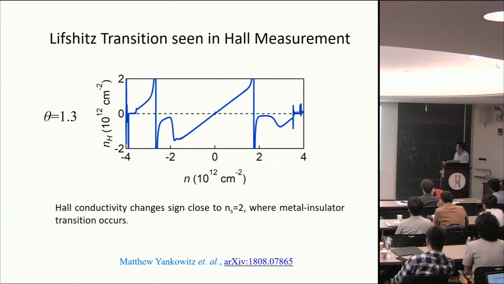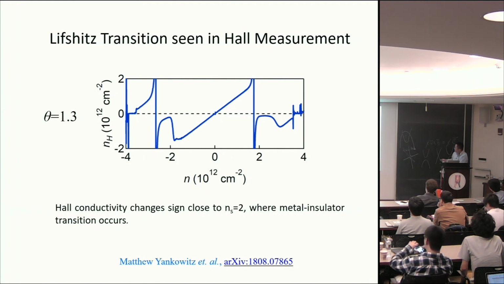One of the great things about having the moiré band is that one can tune the carrier density. One can change the filling from the bottom of the band almost to complete filling up to the top of the band. This is the measurement of twisted bilayer graphene under pressure. You see that as you start to fill a band, the Hall conductivity changes sign. This sign change within a band is telling us that there is a transition from electron type carriers to hole type carriers. This is a characteristic feature of the van Hove singularity.